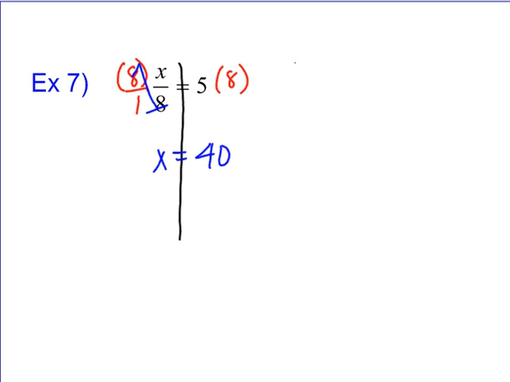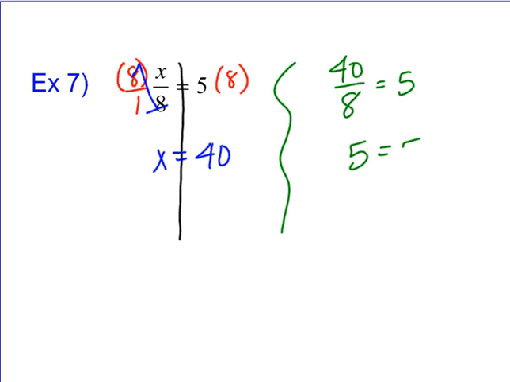We're going to check our solution. 40 divided by 8 equals 5. 40 divided by 8 is 5. So since both sides are the same, our answer is 40.